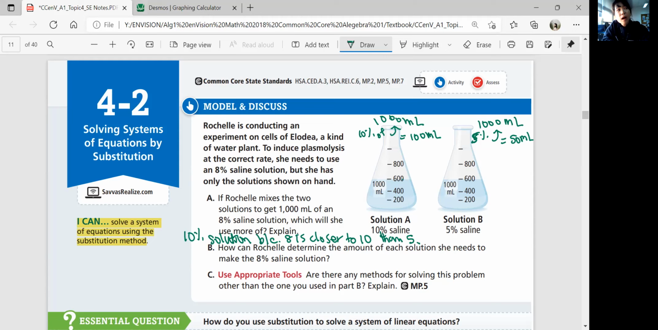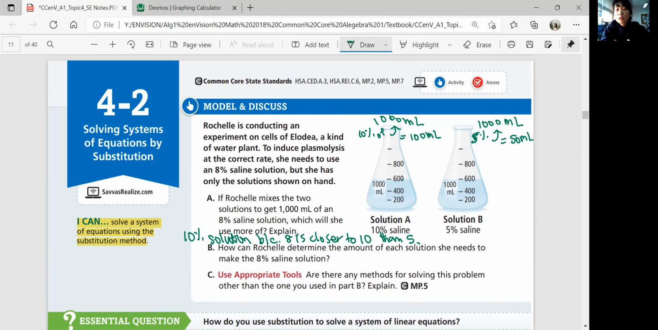Part B: how can Rochelle determine the amount of each solution she needs to make the 8% saline solution? She can set up a system of equations modeling her problem. She knows that the sum of the amount of 10% saline and the amount of 5% saline must be 1,000 milliliters. So we can set them equal to x and y, and they could be modeled by the equation x plus y is equal to 1,000 milliliters.